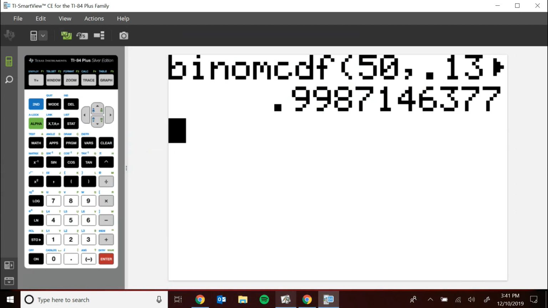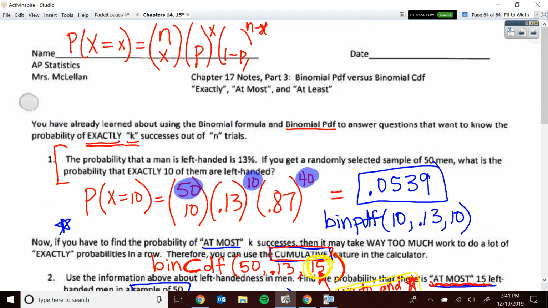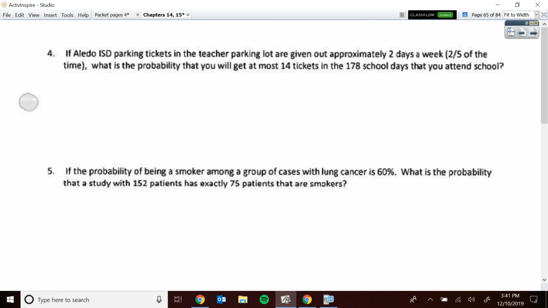All right, let's try some more examples. Let's just see how you do on this. Let me give you a few minutes to take a look at this. If Aledo ISD parking tickets in the teacher's parking lot are given out approximately 2 days a week, so that's 2/5 of the time, what's the probability that you will get at most 14 tickets in the 178 school days that you attend?